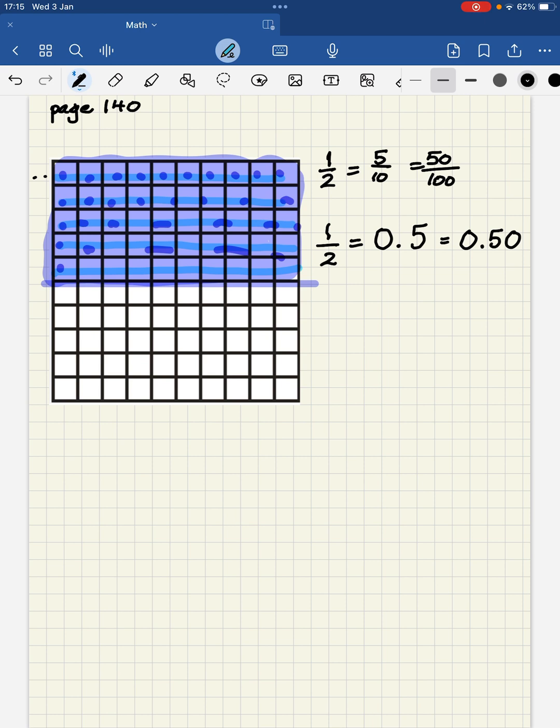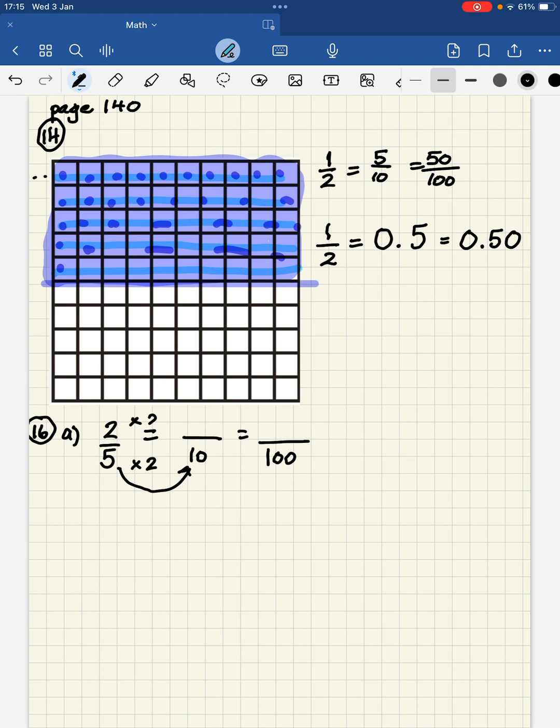Okay, so number 16, we're going to write equivalent fractions. So this was 14. So 16 says write equivalent fractions. So for A, we have 2/5 equals something tenths equals something 100th. So how do we get from there to there? Well, we're going to multiply by 2.